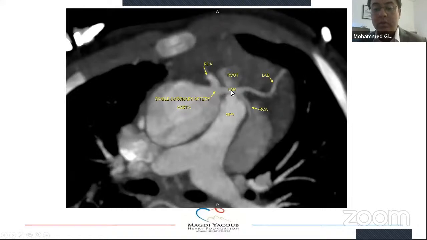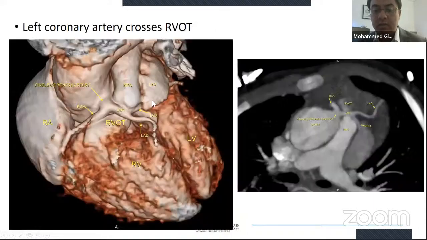The pre-pulmonic or pre-RVOT course of a major coronary artery, like the left main artery, is displayed well in this image. This is the aorta, the single coronary artery, the RCA here, and this one the left coronary artery supplying the LCX and the LAD. The left coronary artery has a pre-RVOT course, as you see here. This is the RVOT, and this chamber is the RV, LV, left atrium, and this one, right atrium.